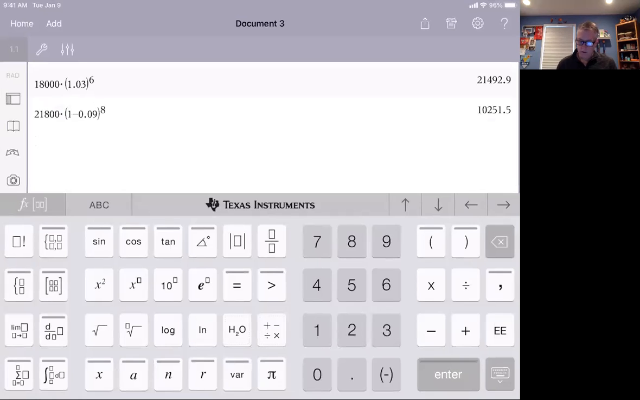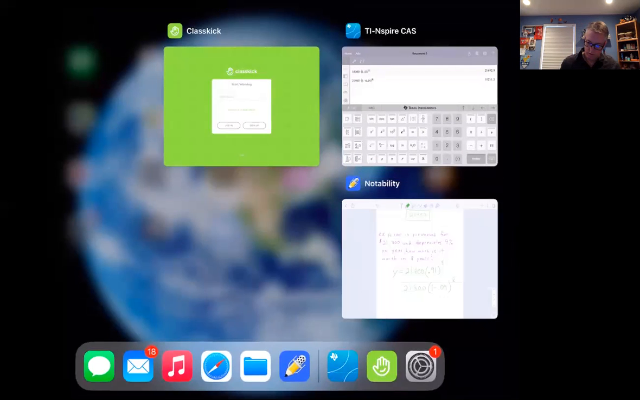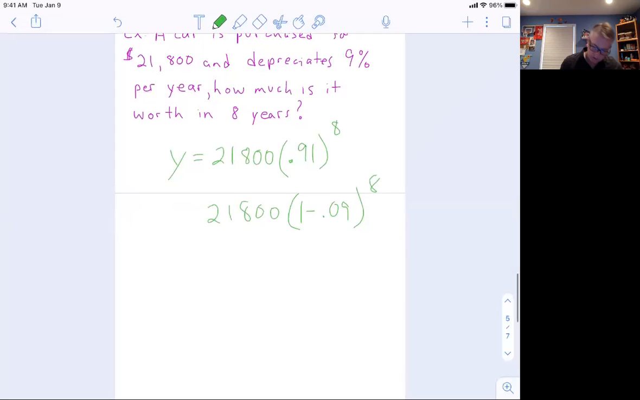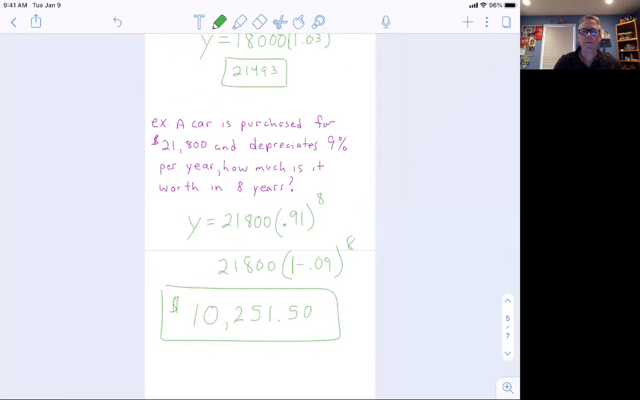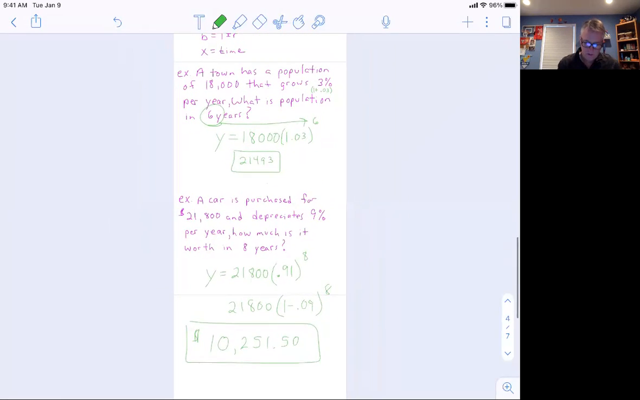So it is now worth $10,251.50. Okay, and that's money, so we would write it as money. $10,251.50. All right, any questions before I have you try a couple on a class kick?